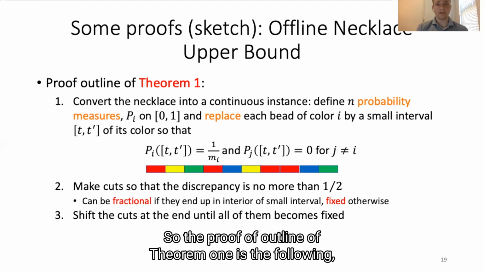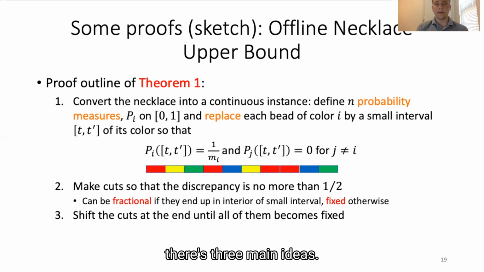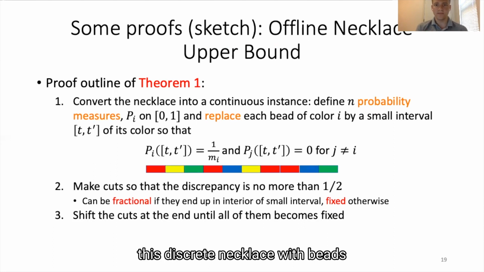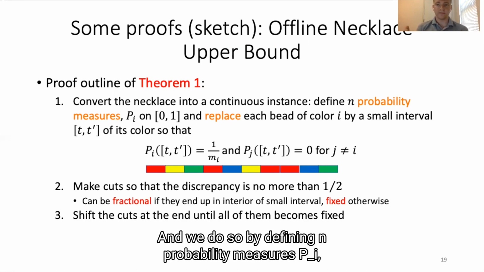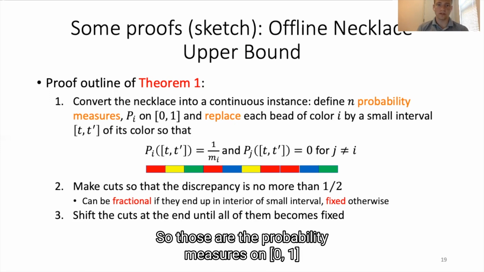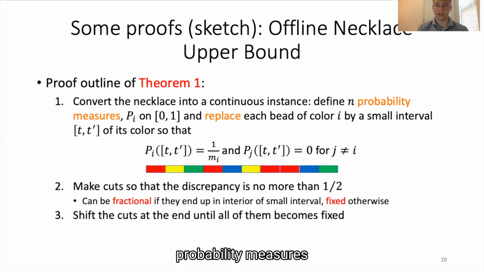So the proof outline of theorem 1 is the following. There's three main ideas. The first one is that we're going to be converting this discrete necklace with beads into a continuous instance. And we do so by defining n probability measures, pi, each of which corresponds to the color I. So those would be probability measures on [0, 1], non-atomic probability measures.